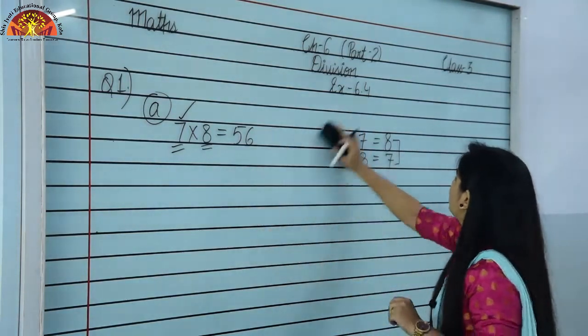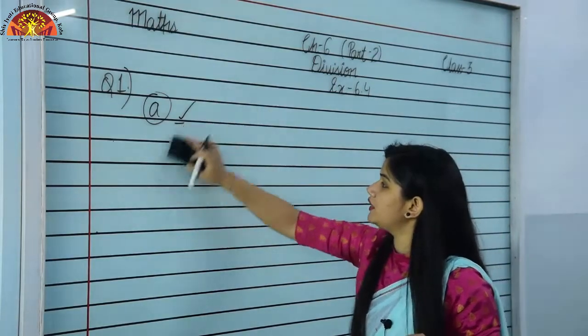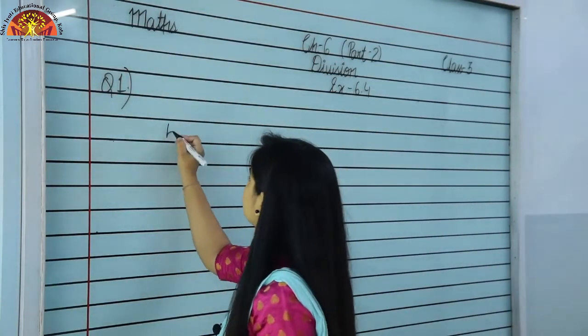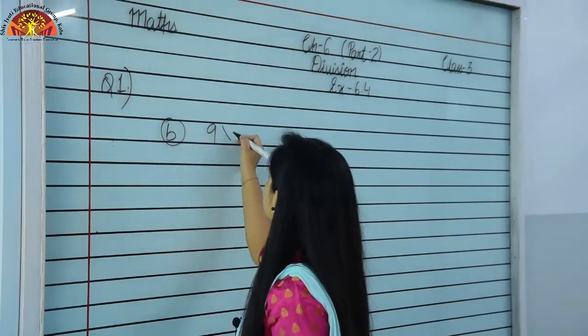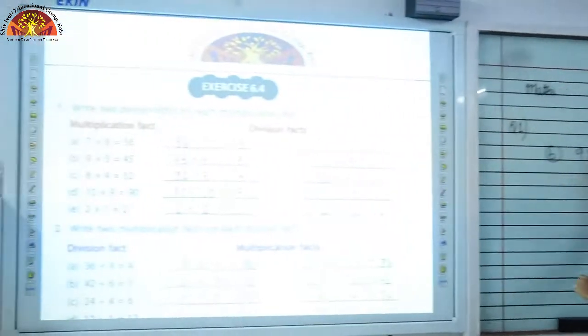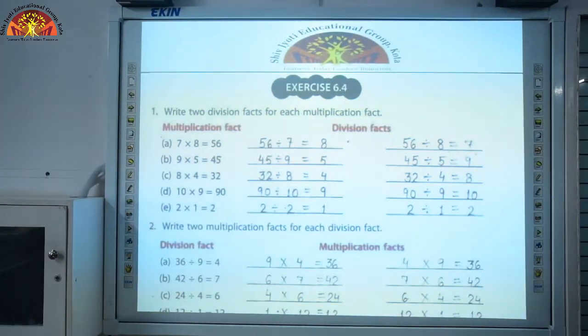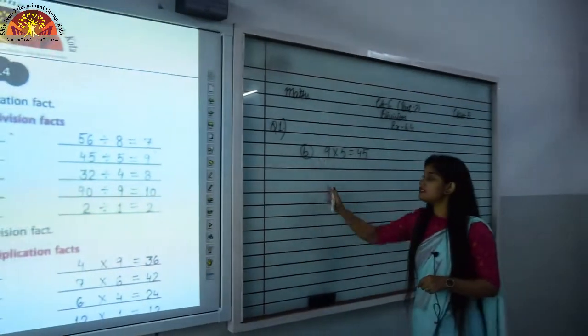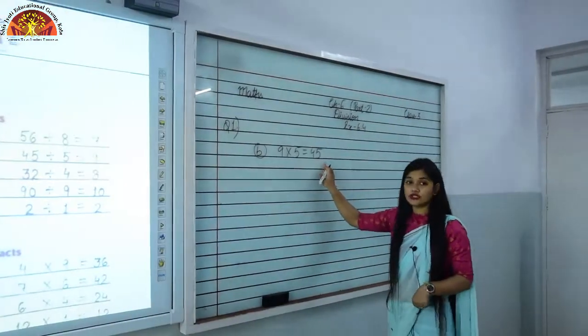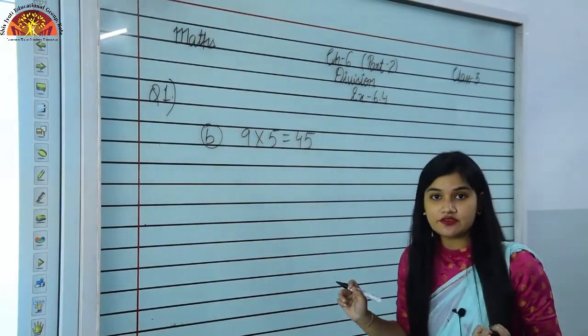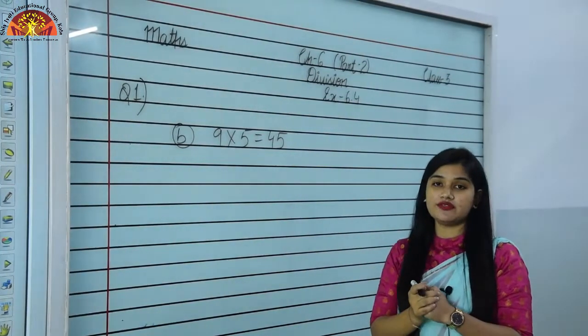So now we are taking one more question, B part, and the B part is 9 multiplied by 5 is equals to 45. As you can see, the B part is 9 multiplied by 5 is equals to 45. So now what we have to do? We have to find 2 division facts here. कैसे find करोगे आप 2 division fact?